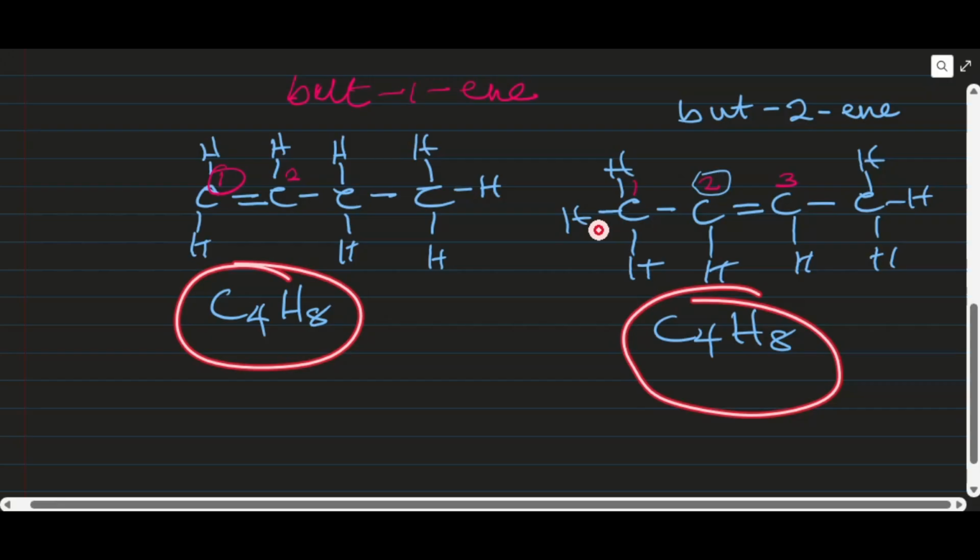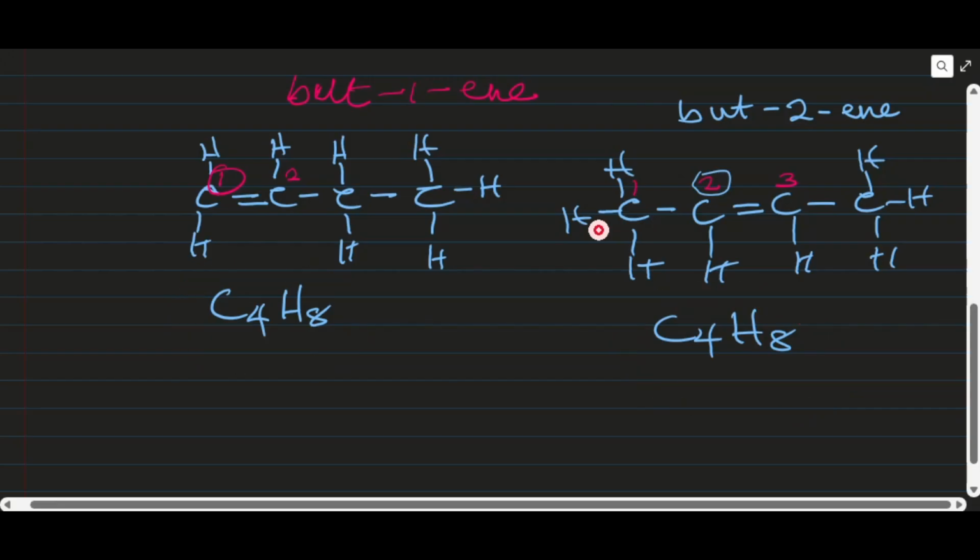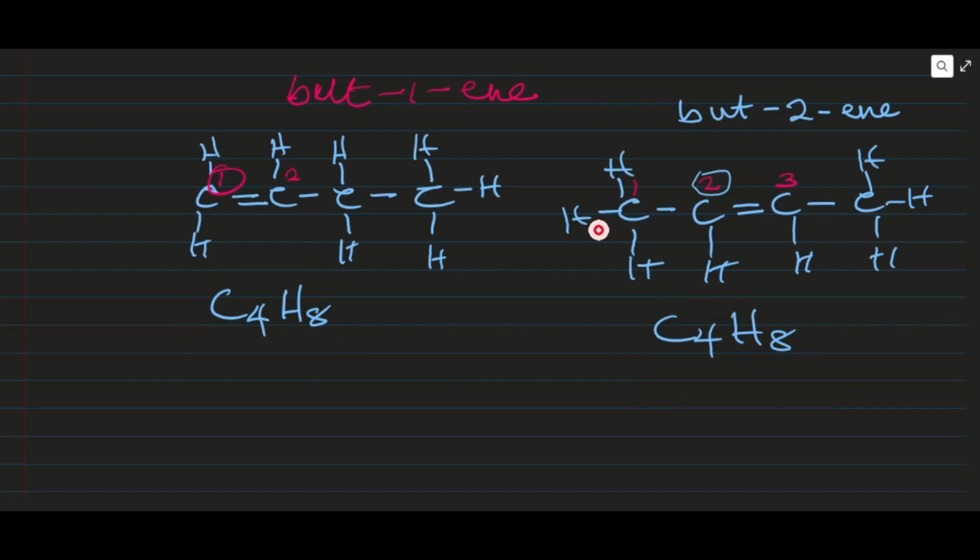But what about the structural arrangement? It is different. The display formula for this shows that the carbon to carbon double bond is between carbon number 1 and carbon number 2, and that is why we call it but-1-ene. For this one, it shows that the carbon to carbon double bond is between carbon number 2 and carbon number 3, and that is why we call it but-2-ene. So these are two structural isomers of butene: but-1-ene and but-2-ene.